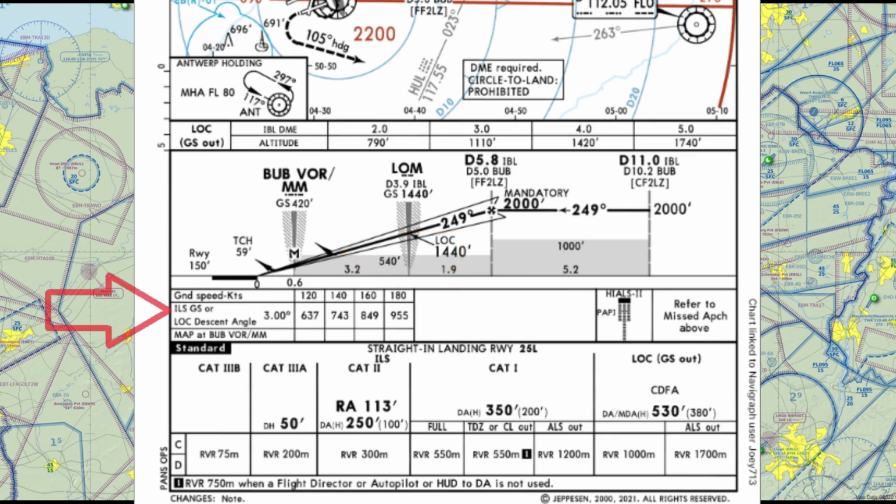This here is a table which contains some vertical speeds according to your ground speed, which can be used for when the glide slope doesn't work. And to the right of that you have a bit of info regarding the lighting system that is installed at the runway you are landing on.